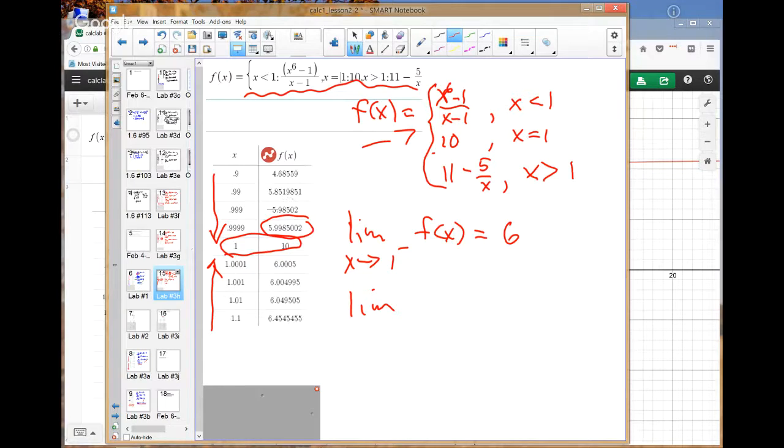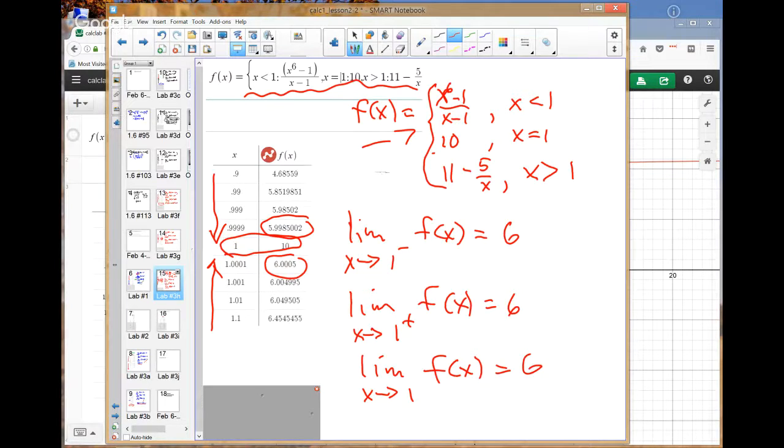And as you approach 1 from the right, that's this one. The right-hand limit also appears to be 6. You see that? We're getting real close to it. So the overall limit as x approaches 1 is legitimately 6, because these two are in agreement.